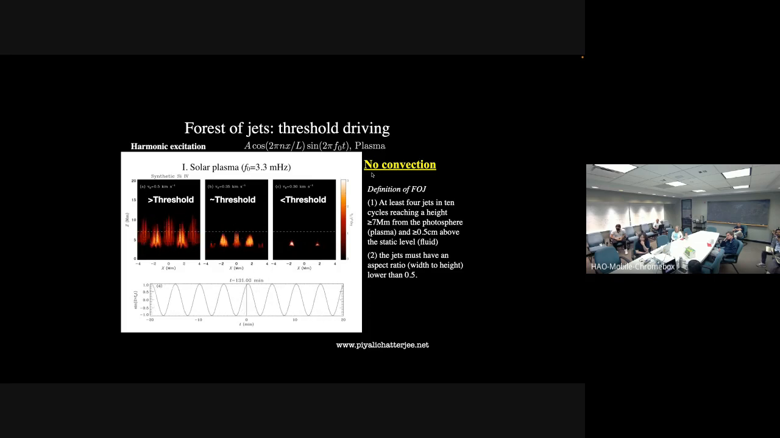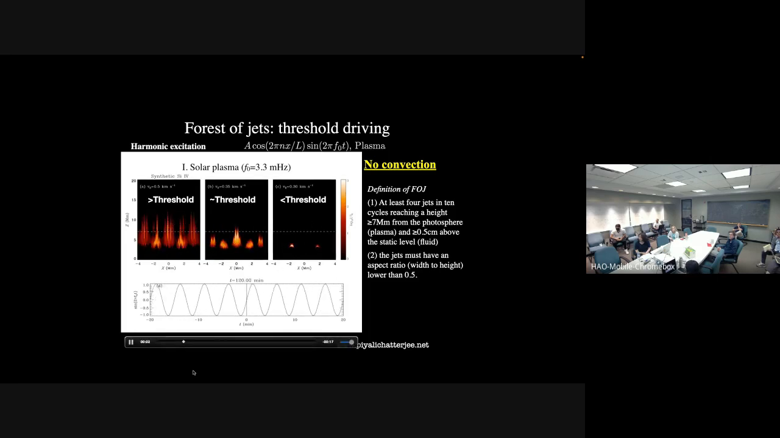The other criteria is that these jets should exceed a certain length. So here we have arbitrarily set that length to be 7 megameters. So only when we have 4 jets in 10 cycles and all those jets are larger than 7 megameters, we will say that we have a forest of jets for the solar plasma. Now, similarly for the laboratory experiments, the same definition applies, but here, of course, the length becomes 0.5 centimeter, because it is in the laboratory. But then we still need these 4 jets.